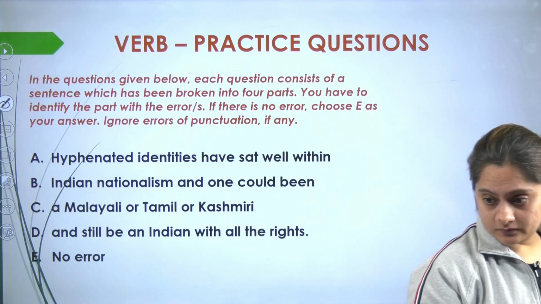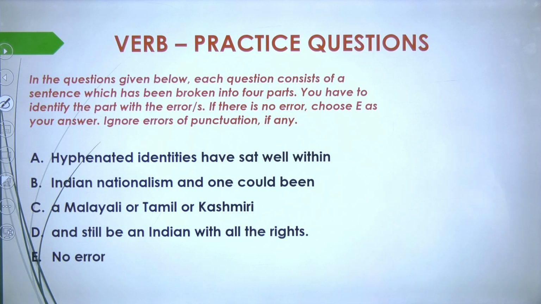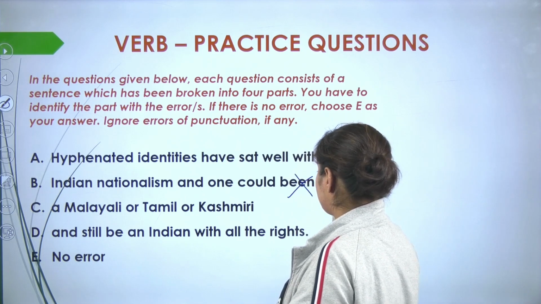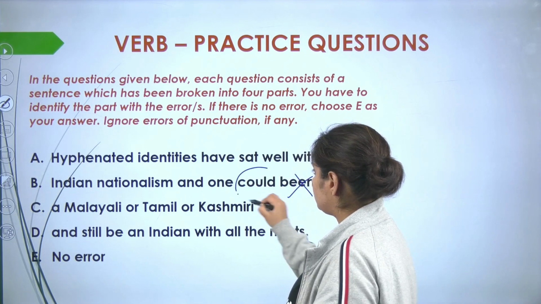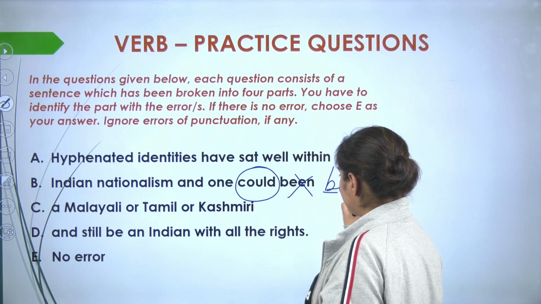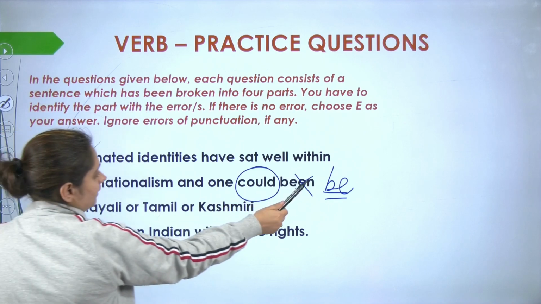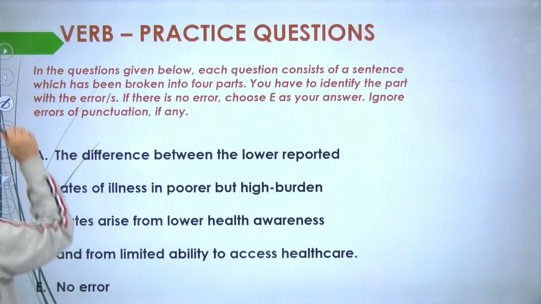Next one. One could be a Malayali or Tamil or Kashmiri. One could be. Verb form be is required after could. Third form is not required. Could be. First form after could always.